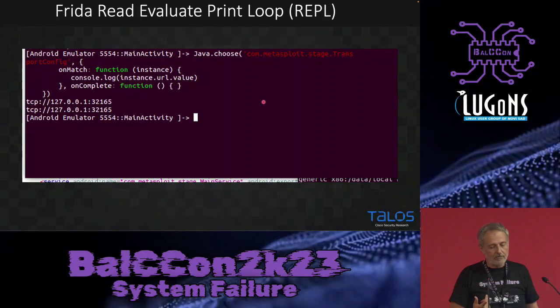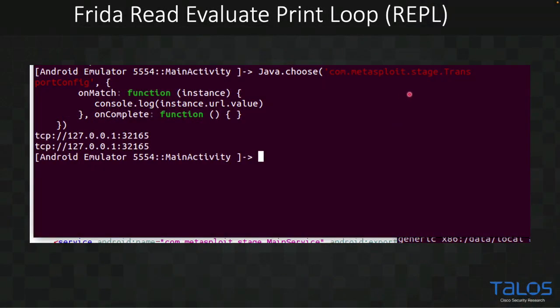One very useful functionality, which I've at least found out, is called Java.choose. So this allows you to go into the memory of that application, and it will look for all the instances of a particular class. So here I was looking for the configuration instance. So I looked at com.metasploit.stage. I can't read anymore. But anyway, I looked at the object, and when that object is matched, every time we find it in memory, we send that instance to our own function, and then we can work on that instance.